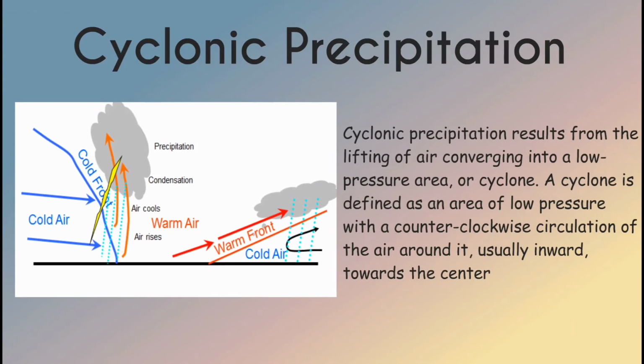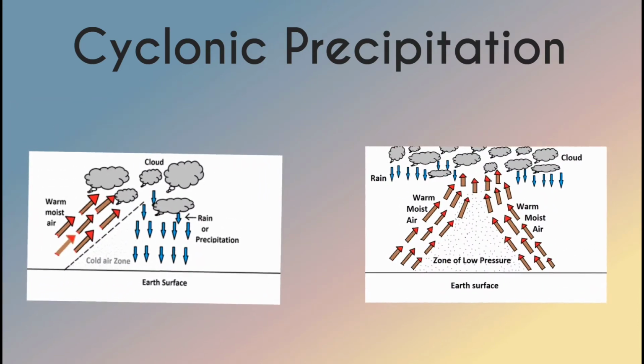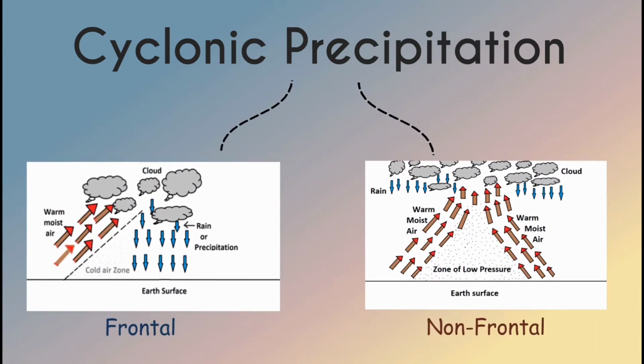Cyclonic precipitation results from the lifting of air converging into a low-pressure area, or cyclone. A cyclone is defined as an area of low pressure with a counterclockwise circulation of the air around it, usually inward towards the center. This type of precipitation can also be classified into non-frontal and frontal.